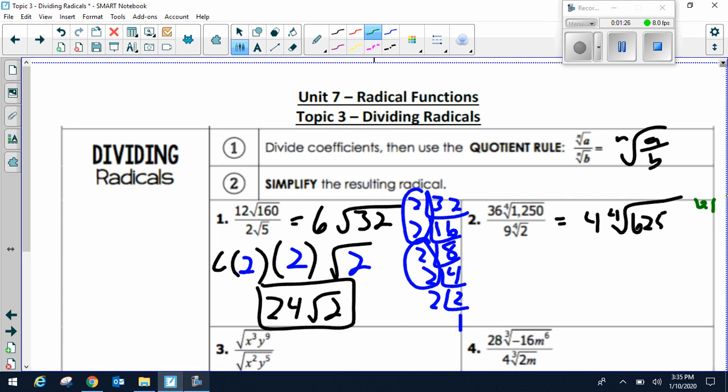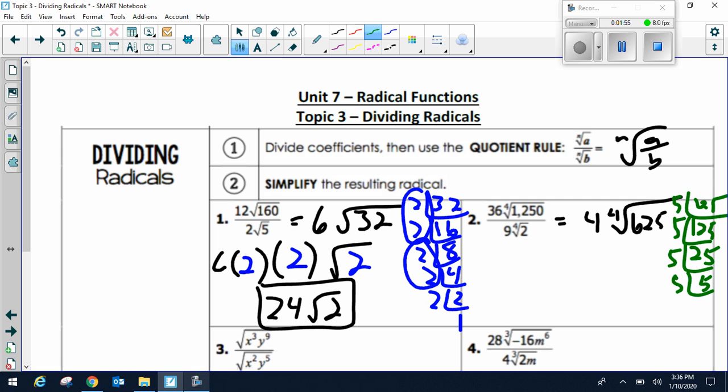So 625, 2 does not go into it. 3 does not go into it. 4 does not go into it. So 625 divided by 5 is the only thing, which gives you 125. Then you can divide by 5 again, get 25. And then you can divide by 5 again to get 5. And then you can divide by 5 again to get 1.